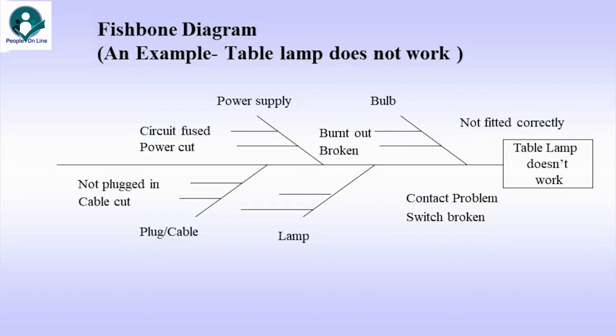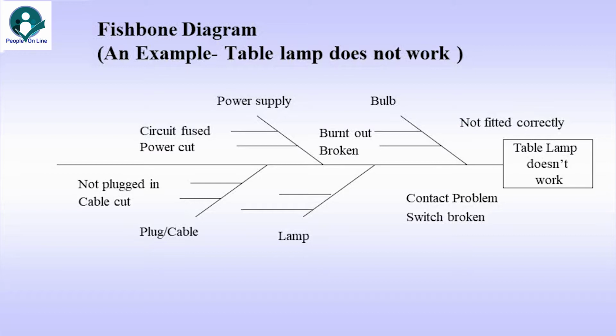The problem that has been taken up is a table lamp doesn't work, in the sense that we power it on but it doesn't light up. A table lamp can be thought to be made up of 4 components. 1 is the bulb, 2 could be the power supply, 3 could be the plug and cable, and the 4th element could be the rest of the table lamp, the body of the table lamp.